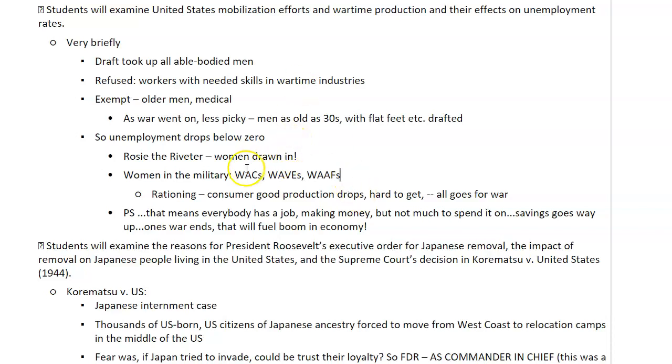So these are the Women's Army Corps, women auxiliary volunteer enlistees, I think that was the Navy, Women's Army Air Forces. So this was the Army, the Navy, the Air Force. And it was women's units, mostly to replace men in non-combat jobs.